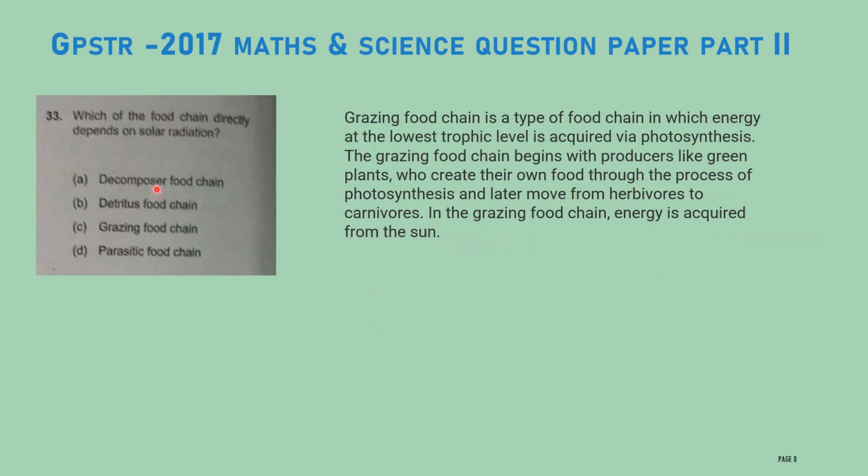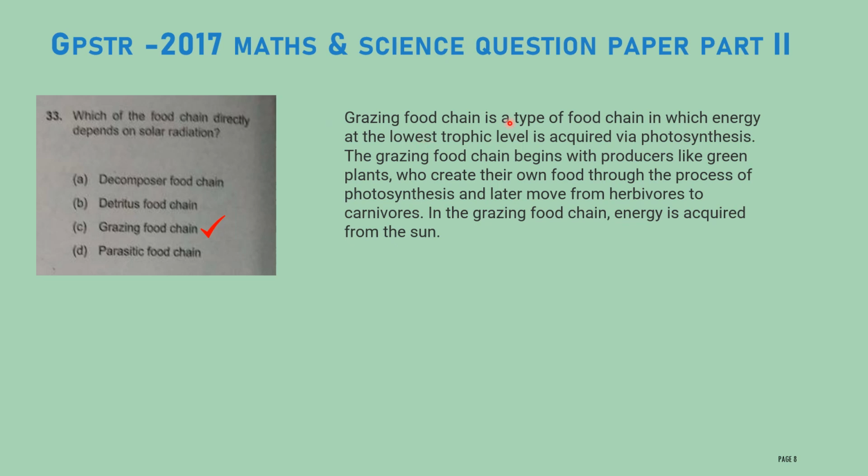Let us discuss the next question. Which food chain directly depends upon solar radiation? Which food chain directly depends upon the sun? Option A, decomposer food chain. Option B, detritus food chain. Option C, grazing food chain. Option D, parasitic food chain. The correct answer for this question is grazing food chain.